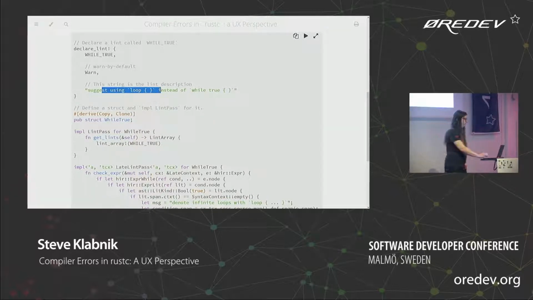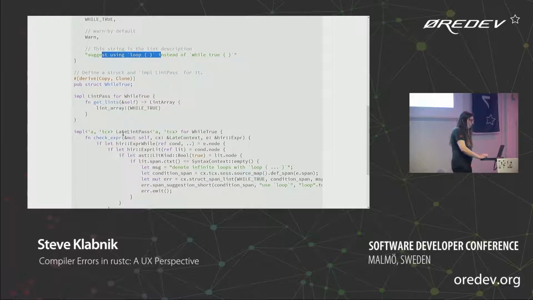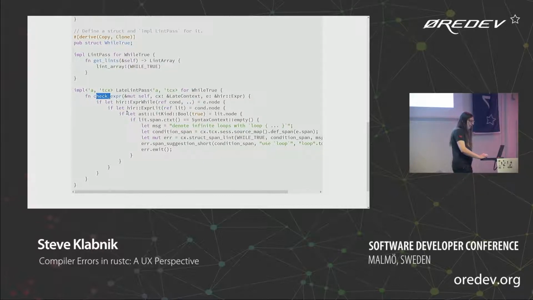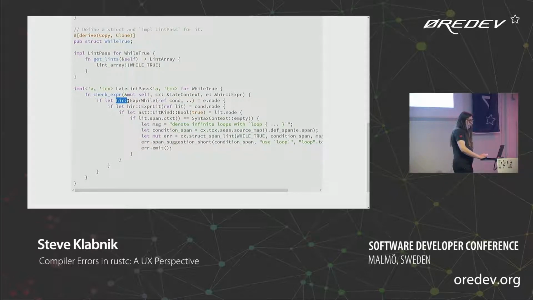And this would be the description for it. And so there's this trait called late lint pass. Here, what this is doing is it says check this particular expression. So if we have the here that represents a while, and we have an expression literal as the expression, and that expression literal is a Boolean value with the value of true.